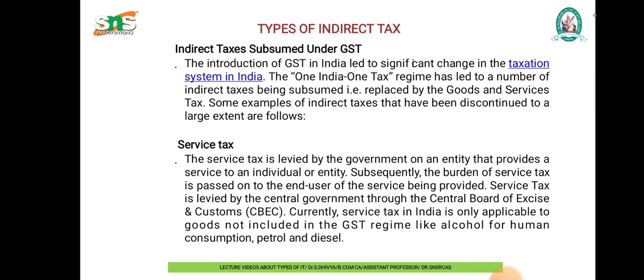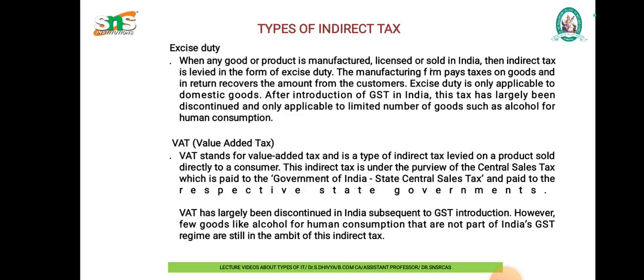Some indirect taxes have been discontinued to a large extent, like service tax. Service tax is also levied by the government on the service provided to an individual or an entity. Subsequently, the burden of service tax is passed on to the end user of the service being provided. So, this tax is submerged.